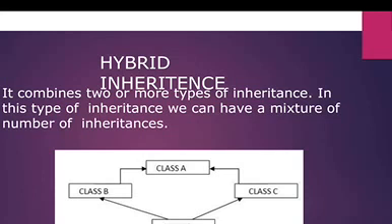Ambiguity can occur when using multiple inheritance when a function with the same name occurs in more than one base class.